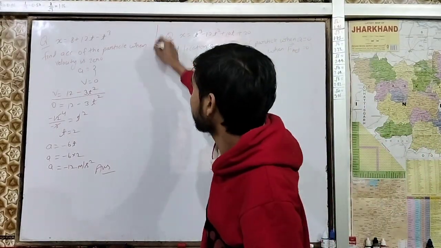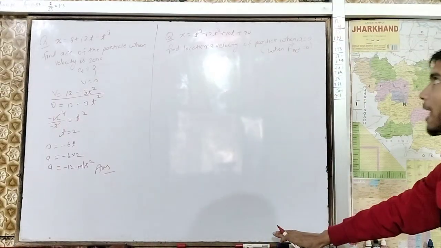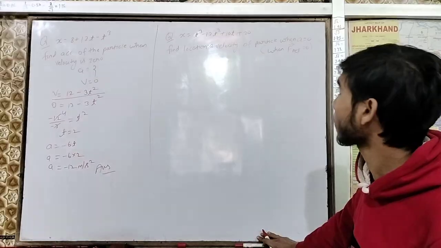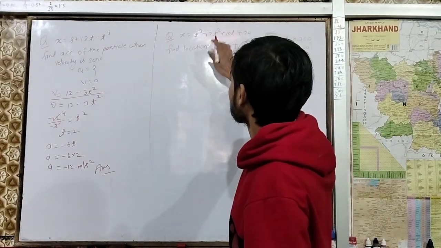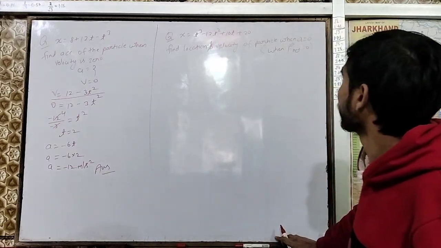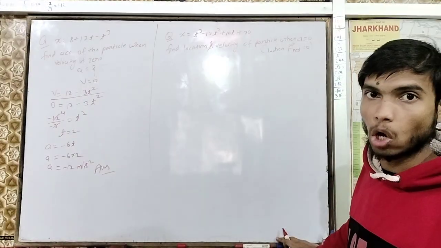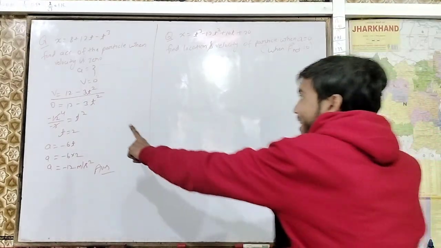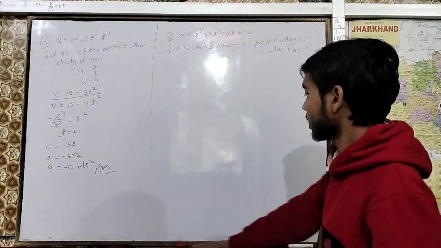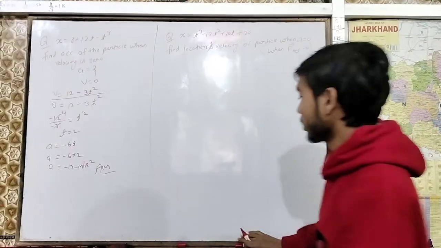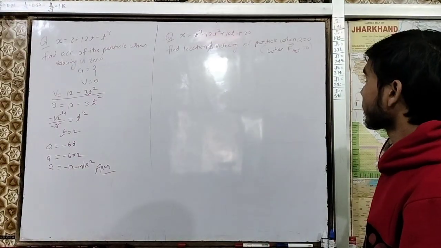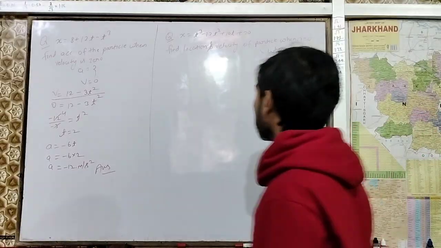Now the next question we have in front of you is this. X is given again in this question. We have to calculate the location and velocity of a particle where a is 0. Now a is 0. In the previous question, v was 0. Now, in this question, a is 0.